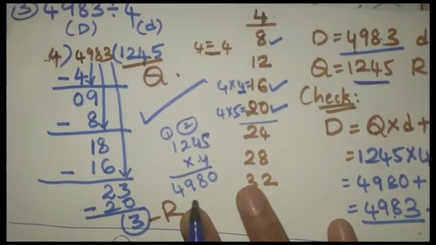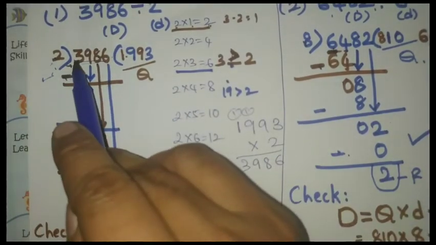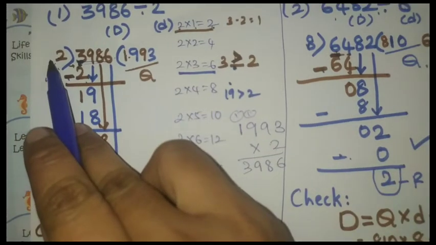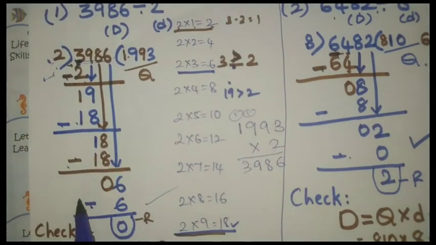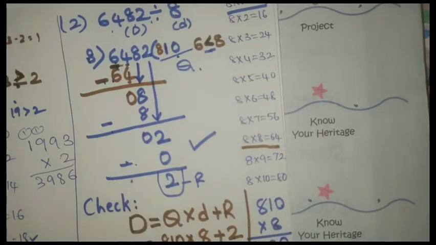Okay. Very simple. Here listen carefully. If the thousands place is greater than the divisor, we will get 4 steps. If it is less than the divisor, we will get 3 steps.